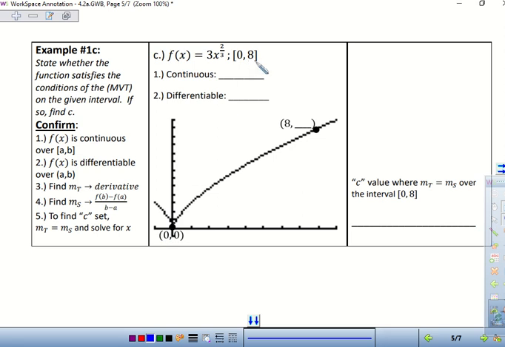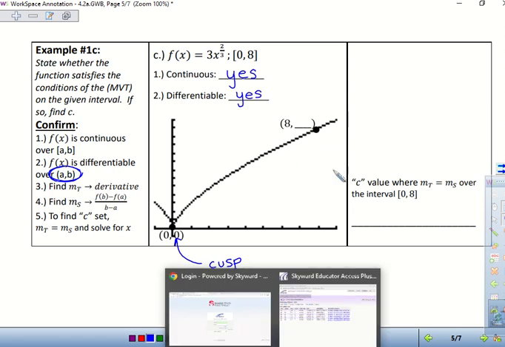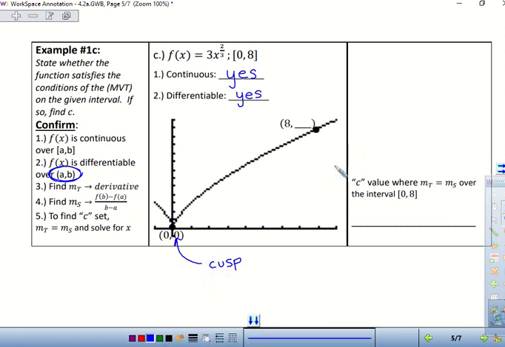Remember, we're looking from 0 to 8. So you have to look at the interval because some functions are continuous and differentiable over certain intervals, but not over others, right? So, is this function continuous over this interval? Yeah. Now, here's where you have to be careful. Remember, it only needs to be differentiable on the interior. The endpoints don't matter. So, as you can see, it is not differentiable here, right? But does that matter? No, it only needs to be differentiable on the interior. So the answer is yes, it's differentiable where we need it to be differentiable.